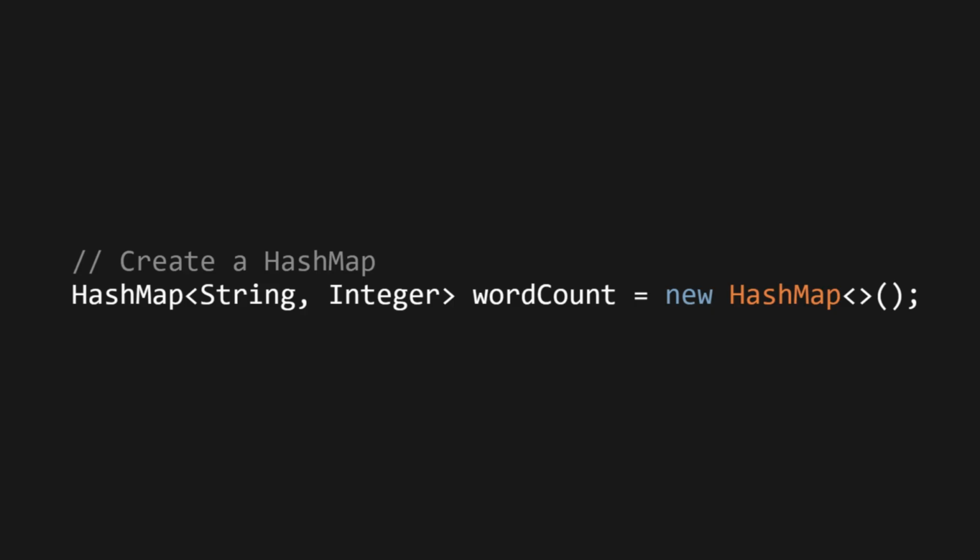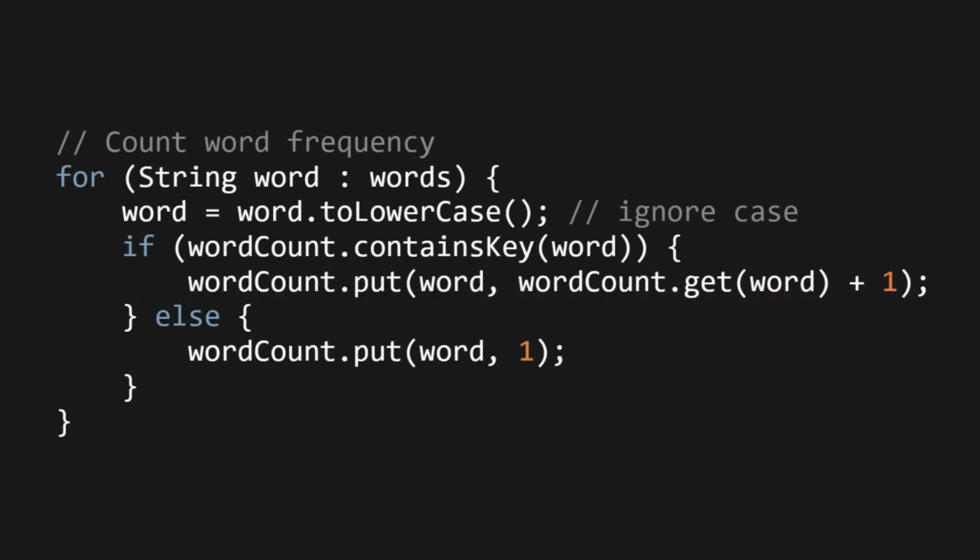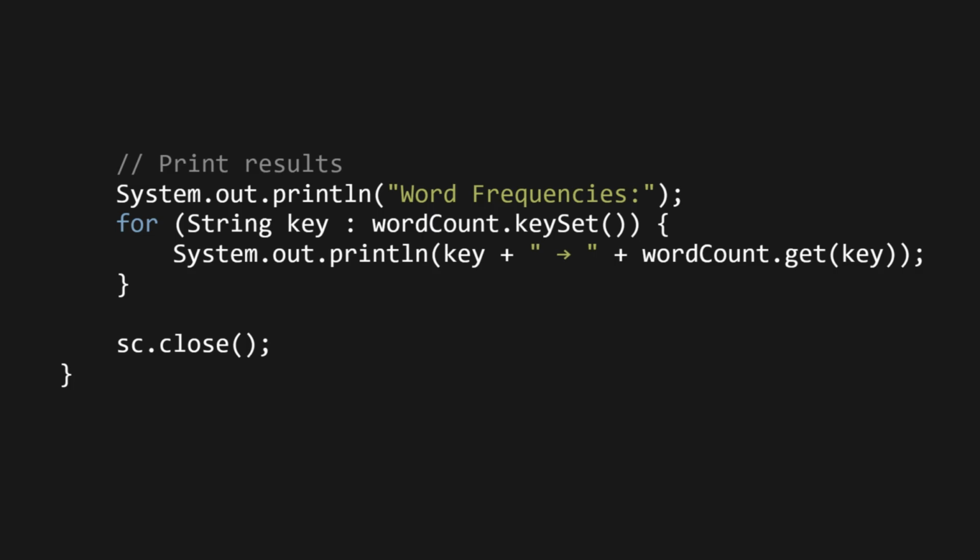We need to create a HashMap. HashMap<String, Integer> wordCount = new HashMap<>(). We need to count the frequency of words. So for (String word : words), word = word.toLowerCase(), this will convert into lowercase. If wordCount.containsKey(word), wordCount.put(word, wordCount.get(word) + 1), else wordCount.put(word, 1). And we need to print the results.